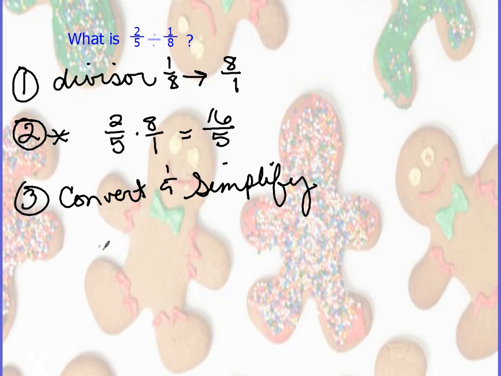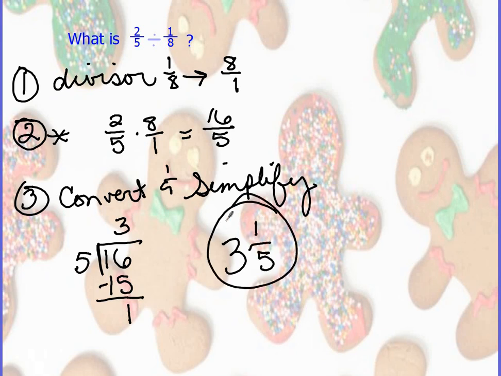I know this is improper, so I take 16, divide it into groups of 5. I can make 3 groups. I'll use 15 pieces with 1 left over, so I will have 3 and 1/5.